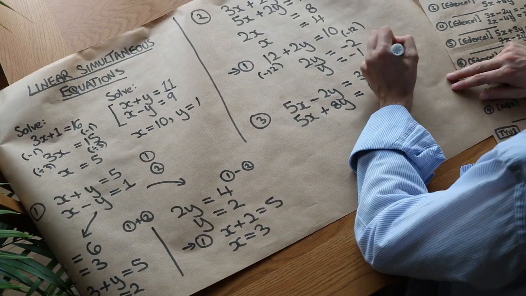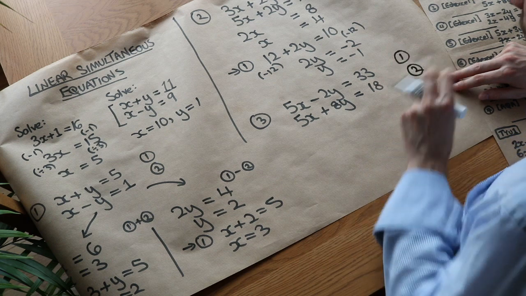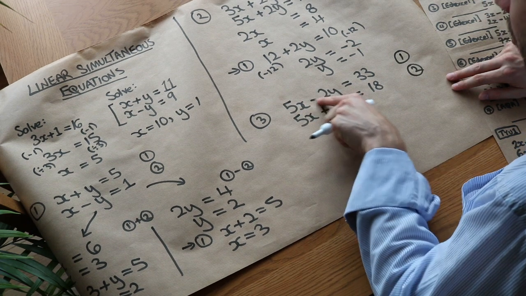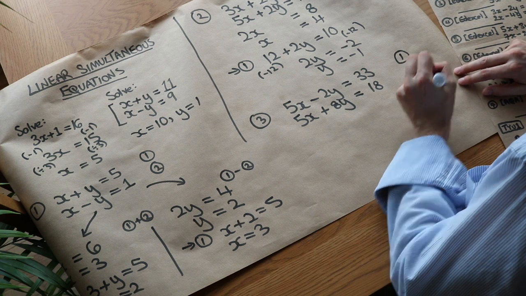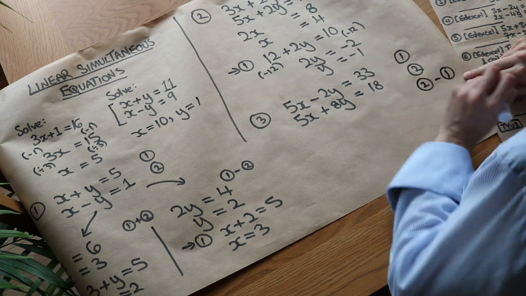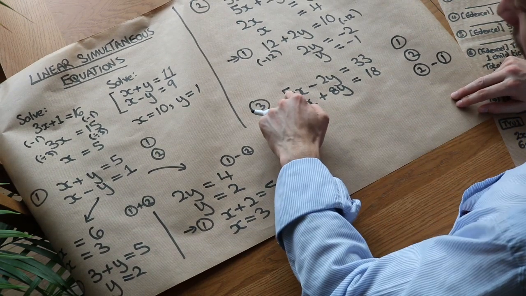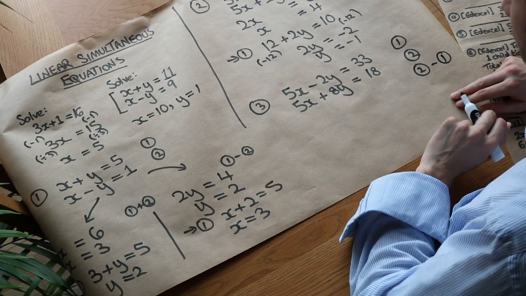So at this point, we think, well, if we number them, should we do that minus that or that minus that? Well, the 8y is bigger than the minus 2y, so we're going to do 2 minus 1. But it's not the end of the world if you subtract the other way around. So let's do this. That minus that, 5x minus 5x, disappears, it cancels, that's great.